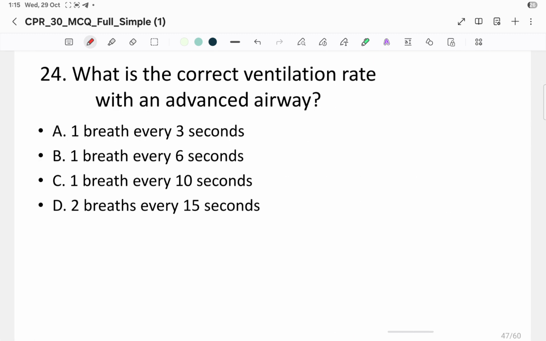Next, what is the correct ventilation rate with an advanced airway? A, 1 breath every 3 seconds. B, 1 breath every 6 seconds. C, 1 breath every 10 seconds. D, 2 breaths every 15 seconds. So the correct answer is option number B, 1 breath every 6 seconds. So when this advanced airway is placed, we have to give only 1 breath every 6 seconds to avoid excessive ventilation. Clear?